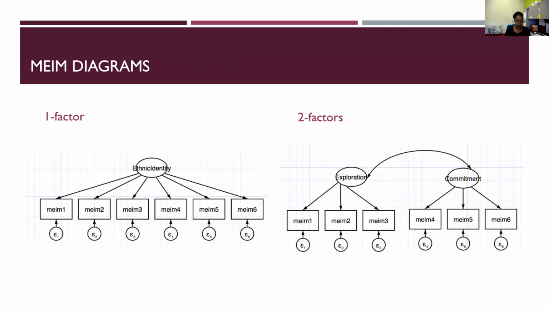All right, so here are some diagrams. For our first research question, we're going to compare a 1-factor model, where ethnic identity, the construct, is composed of 6 different indicators, all 6 items. And the second model is where we have 2 factors, exploration and commitment, and each of those has 3 indicators.